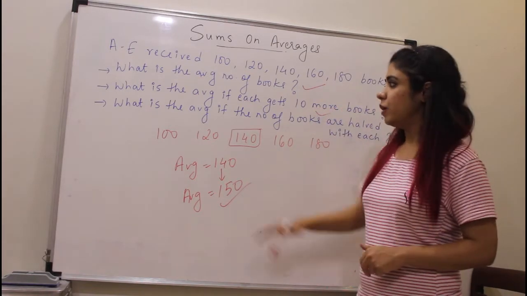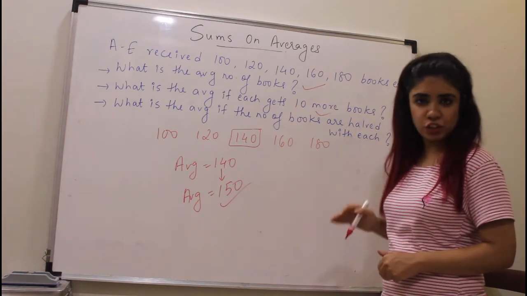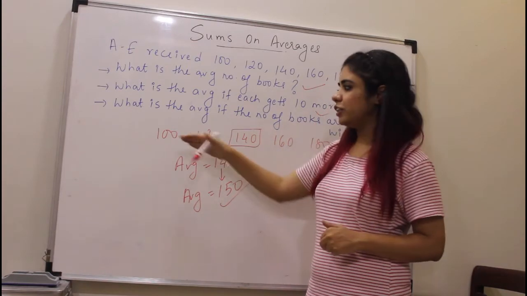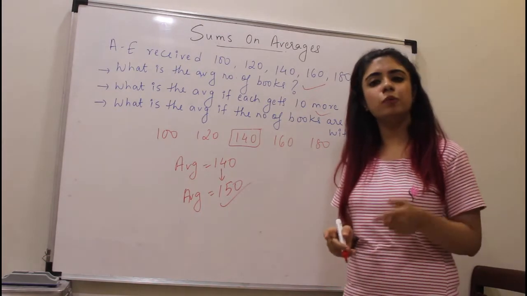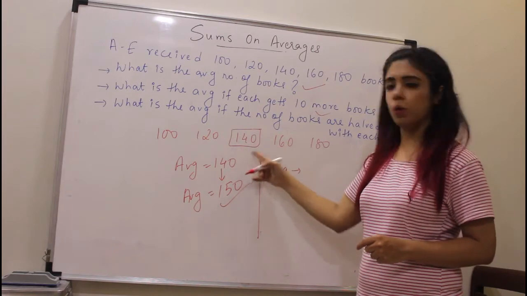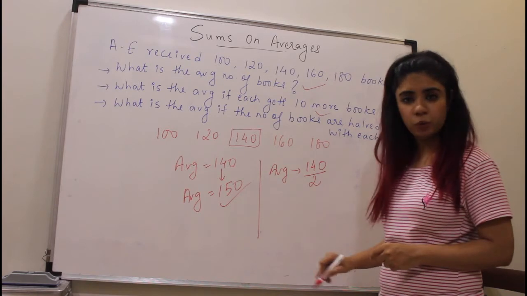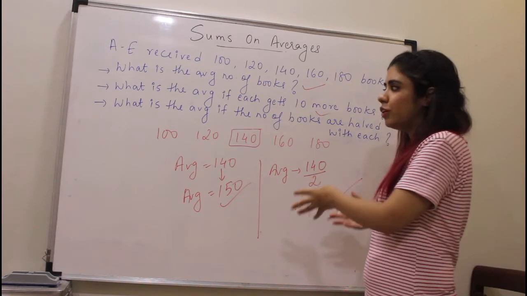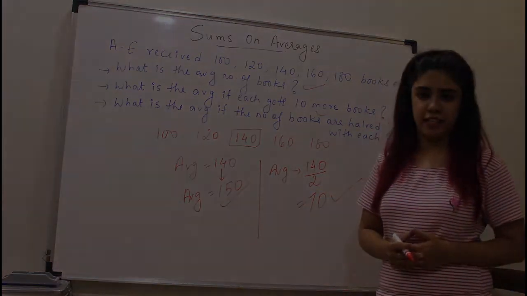See the third one. What is the average if the number of books are halved with each? If you half each, each one's books are halved, so this becomes 50, this becomes 60, this becomes 70 and so on. What is the new average? So your new average will be half of the original average. So original average was 140, you will divide it by 2. So your new average is 70. Okay? So this shortens your time, it reduces your time and you can solve the sum really quickly.